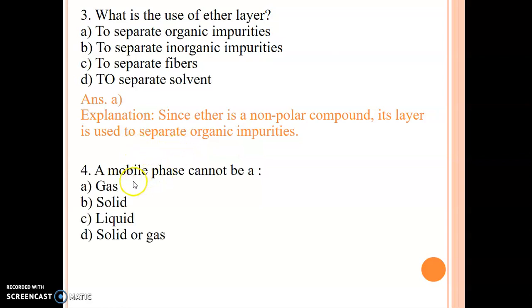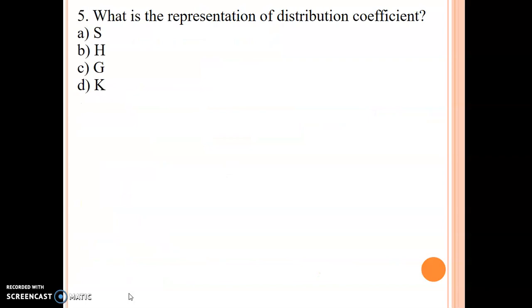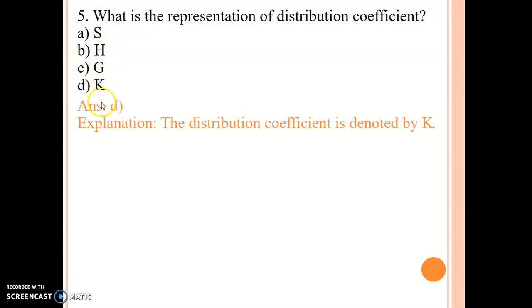Next question is: a mobile phase cannot be, options are gas, solid, liquid or solid or gas. So right answer is option B, that is solid. A mobile phase has to flow and hence it should not be a solid. Okay. Next question is: what is the representation of distribution coefficient? Options are S, H, G or K, and right answer is option D, that is K.